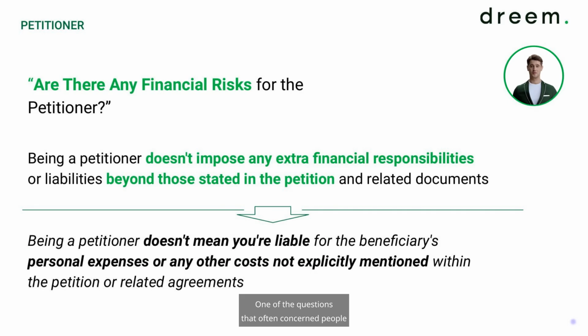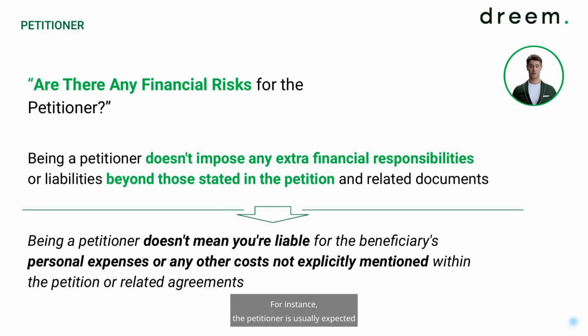One of the questions that often concern people is, are there any financial risks for the petitioner? When thinking about the petitioner's role in the O-1 visa application, addressing potential financial concerns is essential. It's important to emphasize that being a petitioner doesn't impose any extra financial responsibilities or liabilities beyond those stated in the petition and related documents. This means that being a petitioner doesn't mean you're liable for the beneficiary's personal expenses or any other costs not explicitly mentioned within the petition or related agreements.